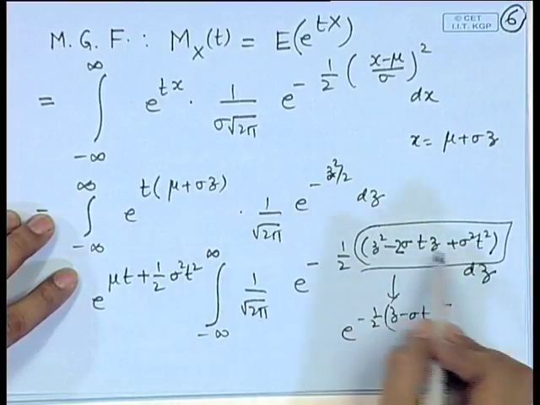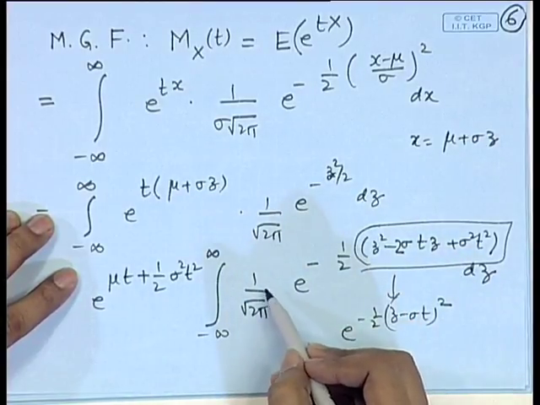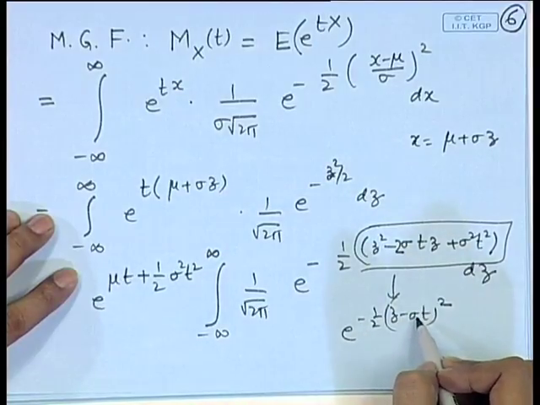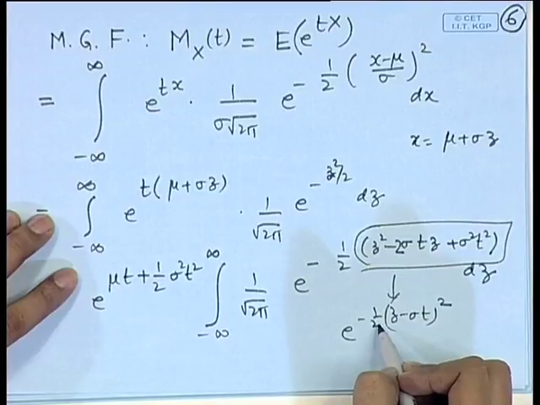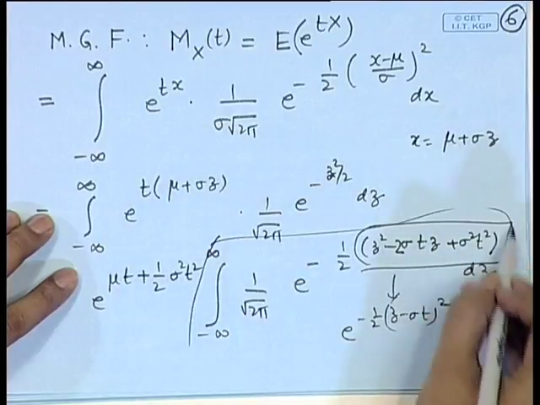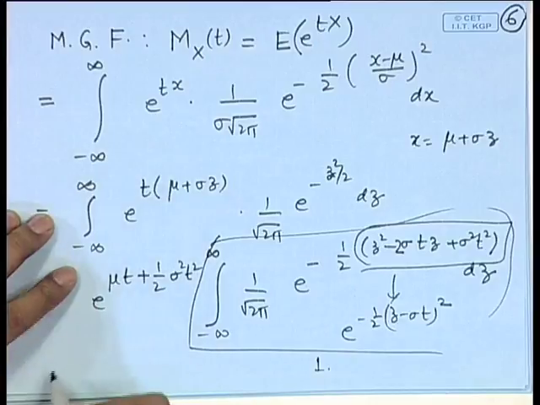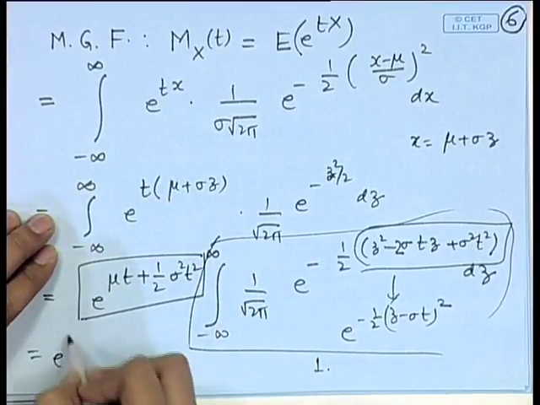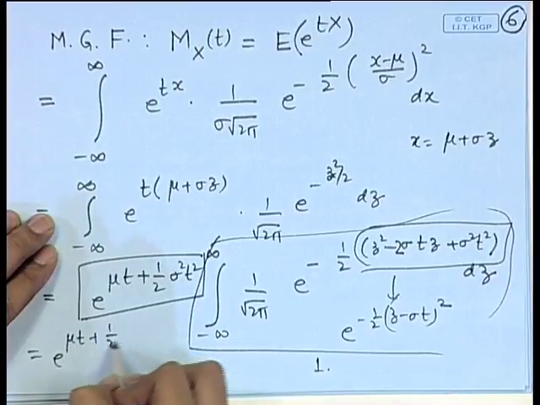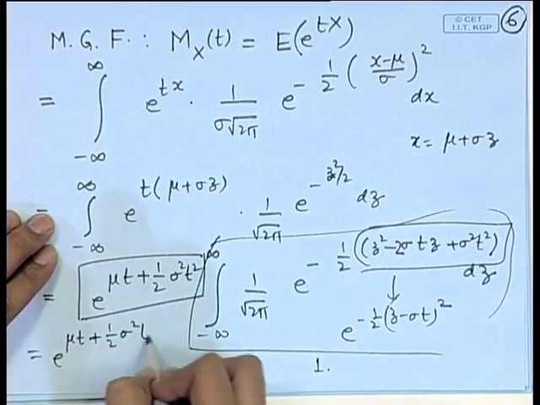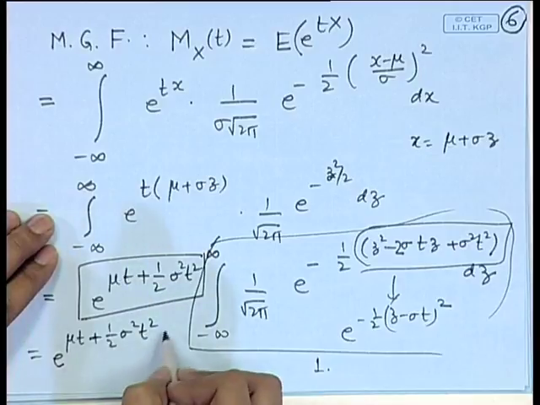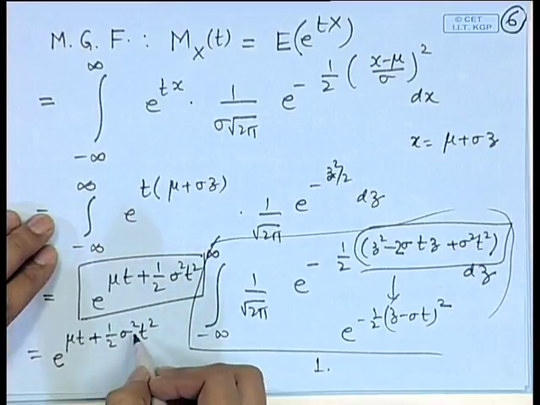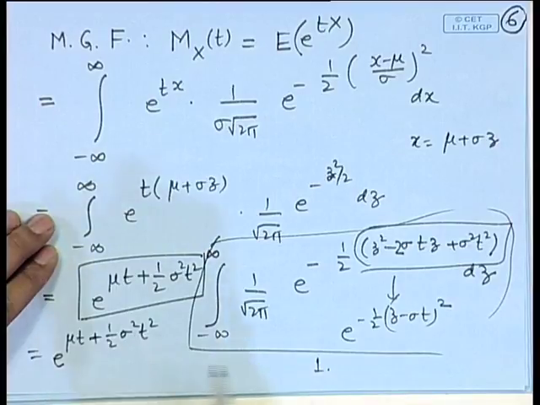So, the integrand denotes a probability density function of a normal random variable with mean sigma t and variance 1. Therefore, this integral should be reducing to 1 and therefore, e to the power mu t plus half sigma square t square becomes the moment generating function of a normal distribution with parameters mu and sigma square.